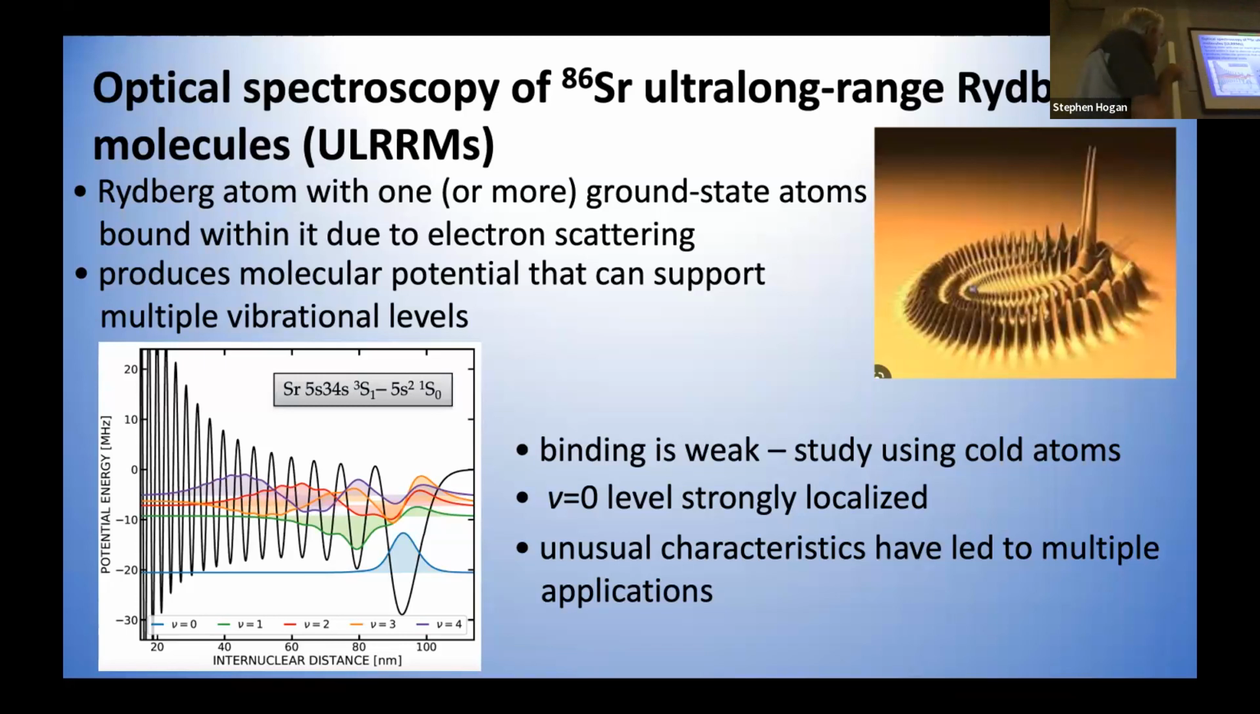Another interesting property is if you look at the wave function for the V equals 0 level, you see that it's strongly localized near this outer well here, at a distance which corresponds to about 1.8 n squared a naught. So it's out towards the classical turning point for an S state. Okay? Now, these unusual characteristics have resulted in multiple applications.